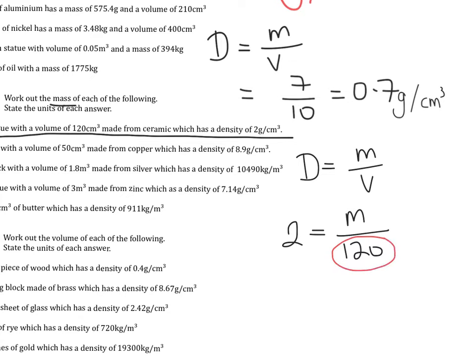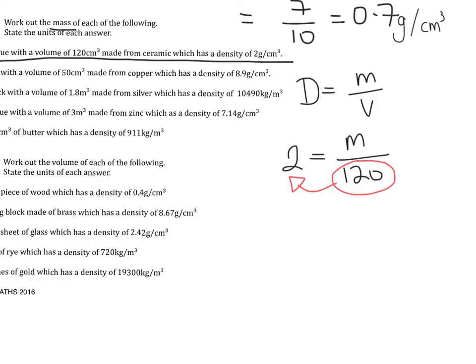We're going to take this 120, we're going to swap side, swap sign, okay, and it's going to multiply across. So 2 times 120 equals the mass, and that is just 240, and our units are in grams, so it's grams.